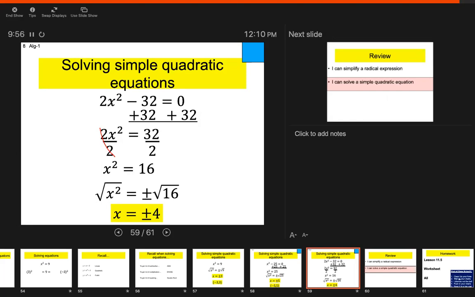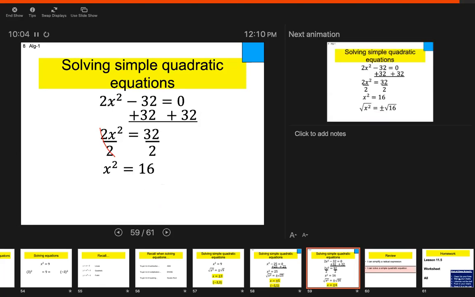Okay. I only did 2 examples on that. Do you have any questions? The key here is this step right here. When you get it down to that step right here, your very next step is that x is equal to plus or minus whatever the square root of that number is.